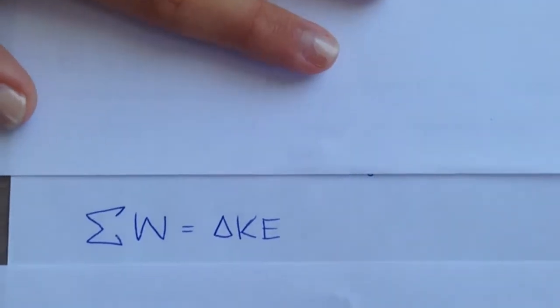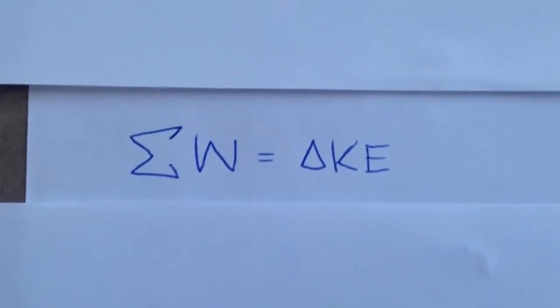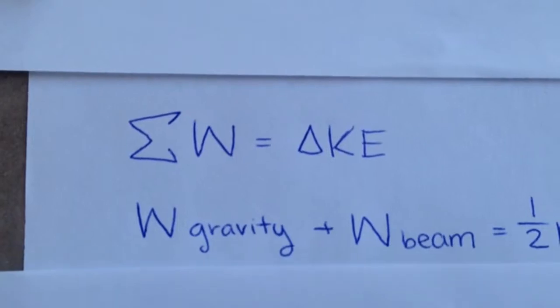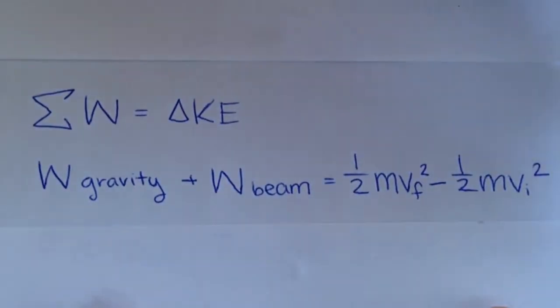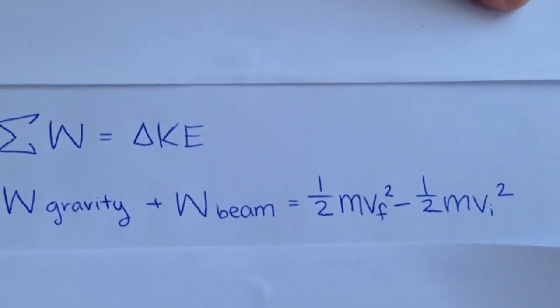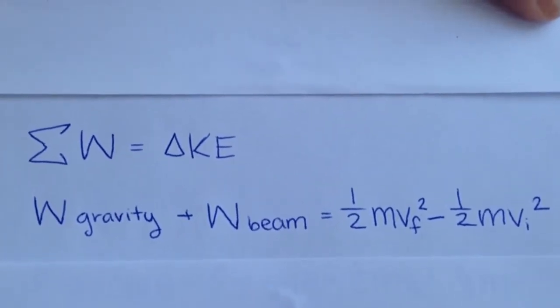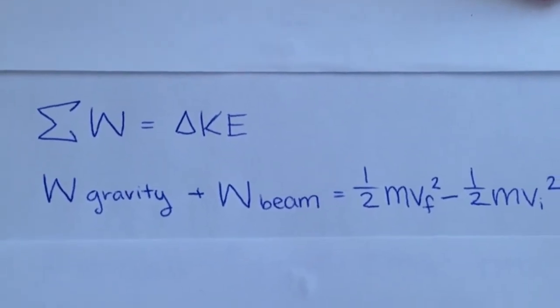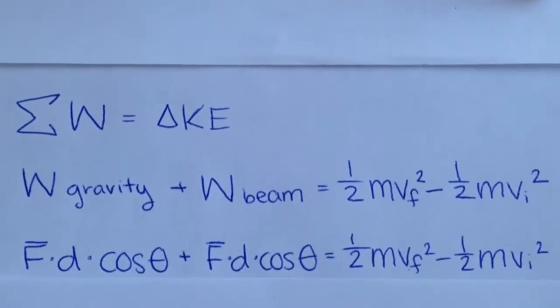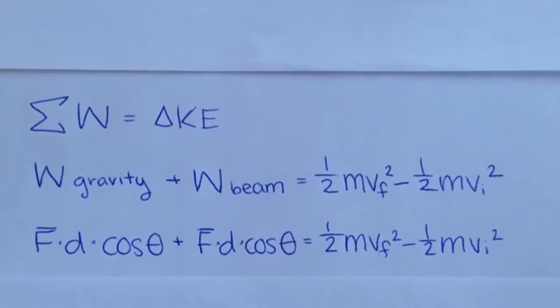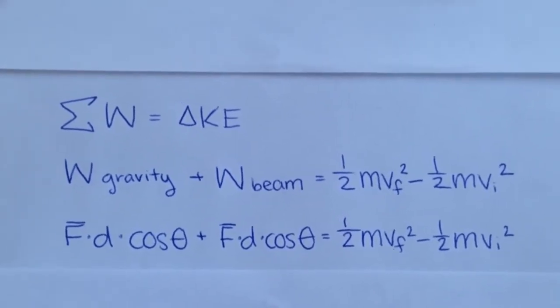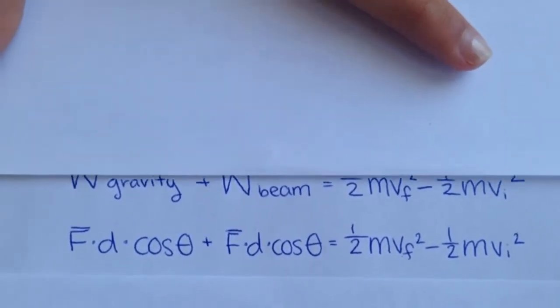So we use the equation, the sum of the work is equal to the change in kinetic energy. So the work of gravity plus the work of the beam upwards is equal to 1/2 mass times velocity final squared minus 1/2 mass times velocity initial squared. And as we know, work is equal to force times distance times cosine theta. So we use that in our equation.